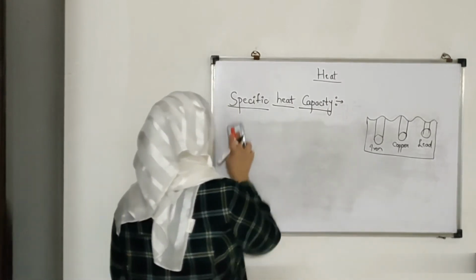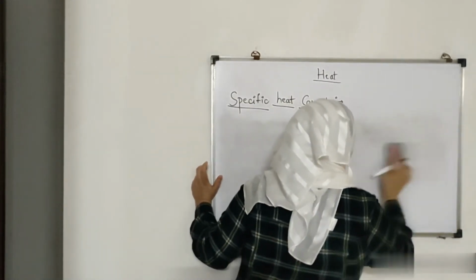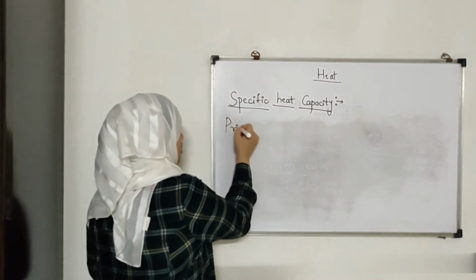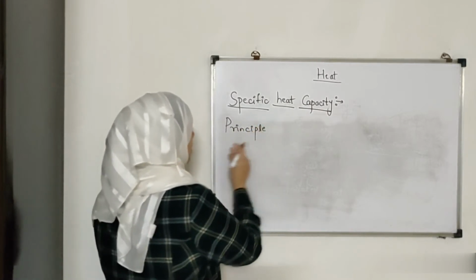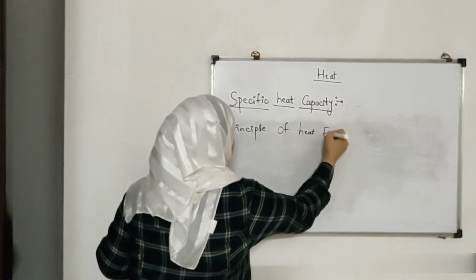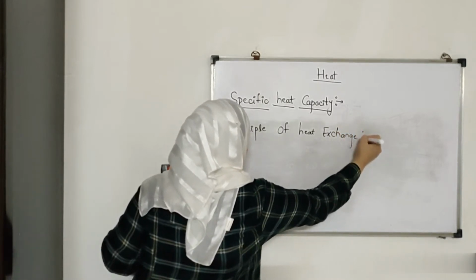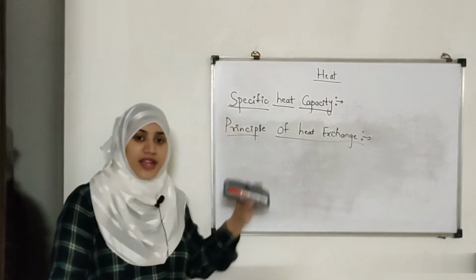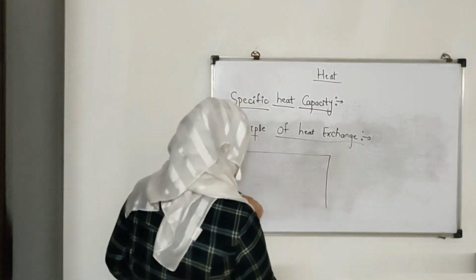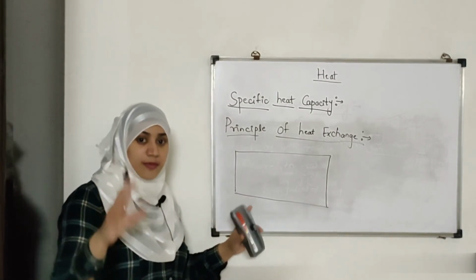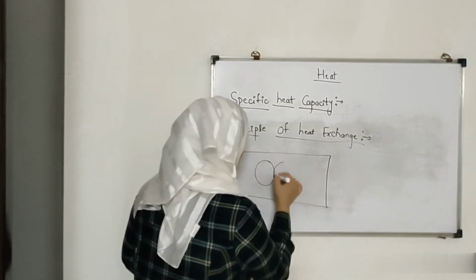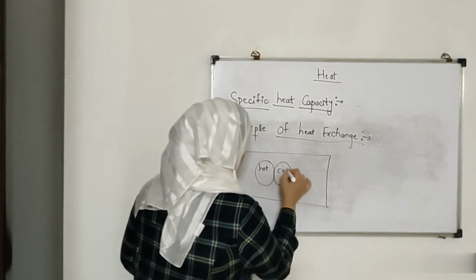To perform this kind of experiment, which principle do we use? We use the principle of heat exchange. What is the principle of heat exchange? You take two objects in a heat resistant box, which means the outside heat cannot come inside and the inside heat cannot go outside. One is a hot object, one is a cold object.